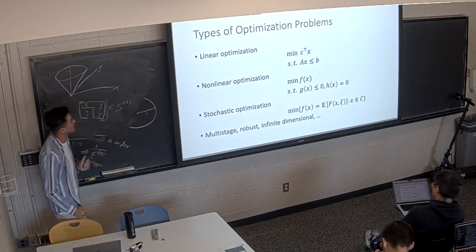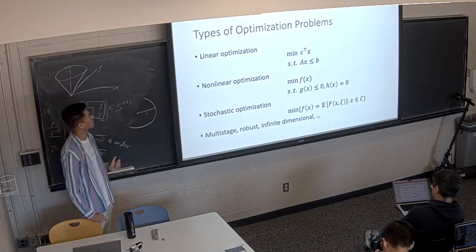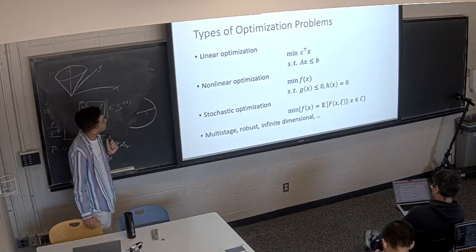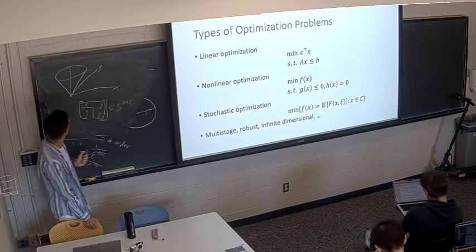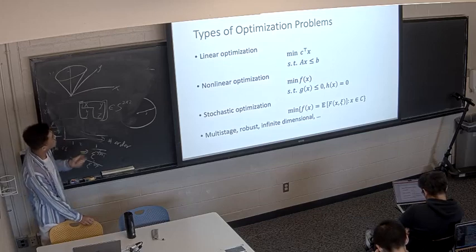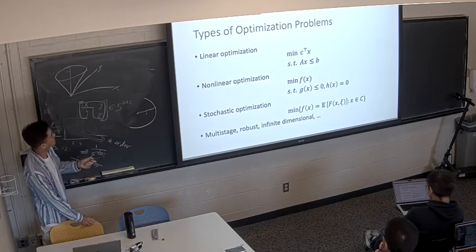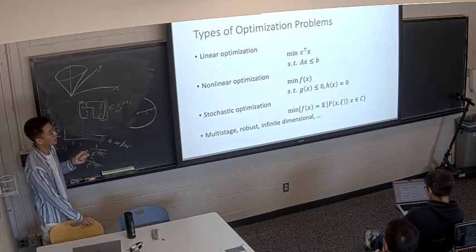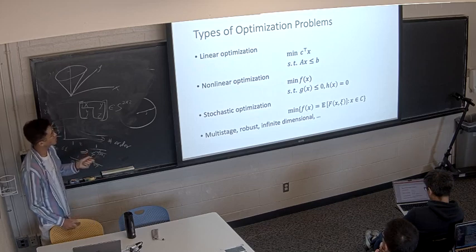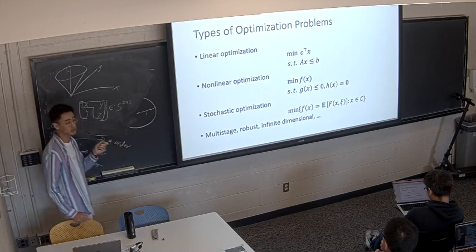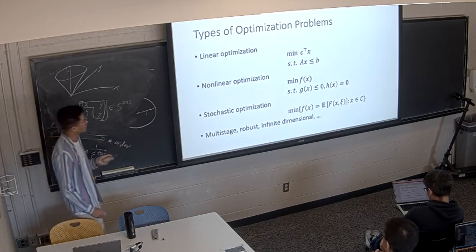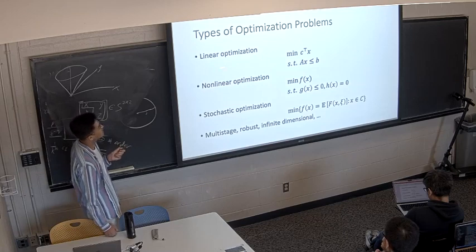So with that, I want to talk about the classical types of optimization problems. As we talked about just now, the most basic one is linear programming, which is also called linear optimization. By linear, we mean both the constraints and the objective function are all linear in x. So that's why it's called linear programming.